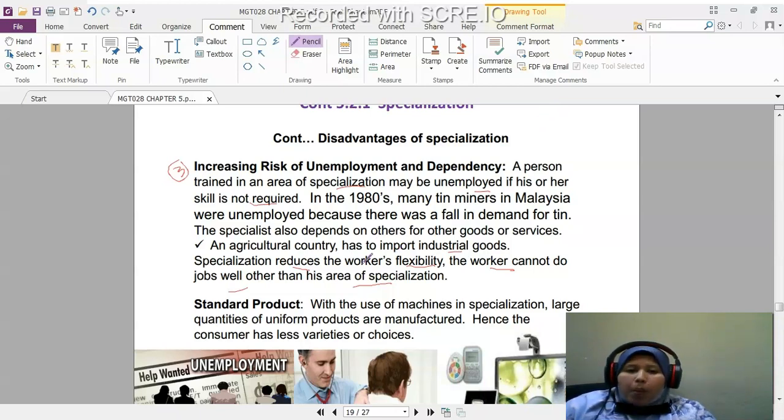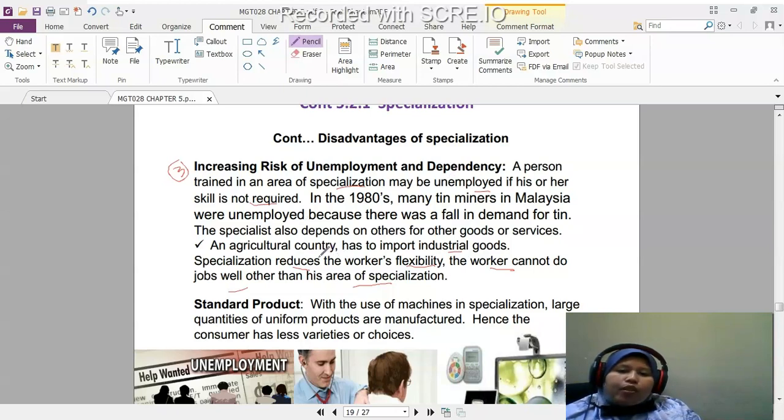Kita akan selalu bergantung, dependensi kepada kerja tersebut. Jadi bila kilang tersebut dah tutup, kita dah tak ada peluang nak kerja dah. Kita tak pandai dah buat kerja lain. Itu je yang kita pandai buat. Okay, that is the disadvantage. Contoh pada tahun 1980-an, okay, pekerja tu dia pandai melombong biji timah saja. Tapi bila dah tak ada demand, orang dah tak nak biji timah, so ramai yang tak ada kerja.